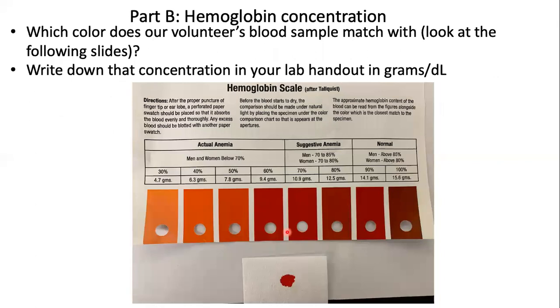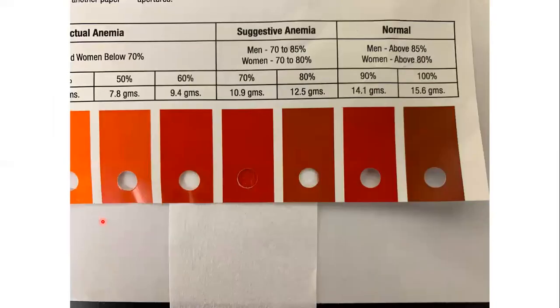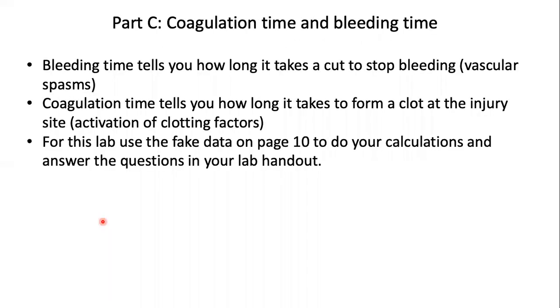So I want you to figure out, here's our sample. So I want you to figure out what the concentration is for this in the next slides. I'm going to zip through it so that you can figure it out on your own, right? The next portion is part C. That's coagulation time and bleeding time. Bleeding time is going to tell you how long it takes for a cut to stop bleeding.